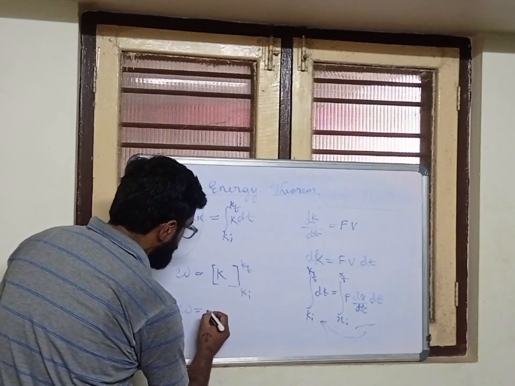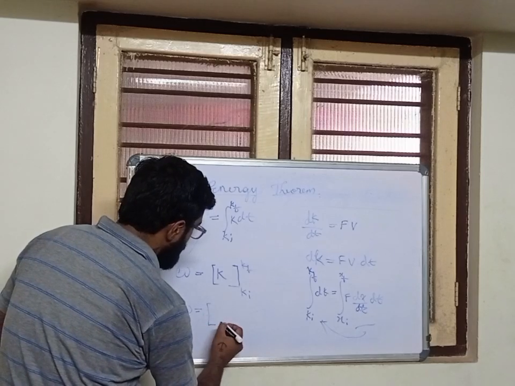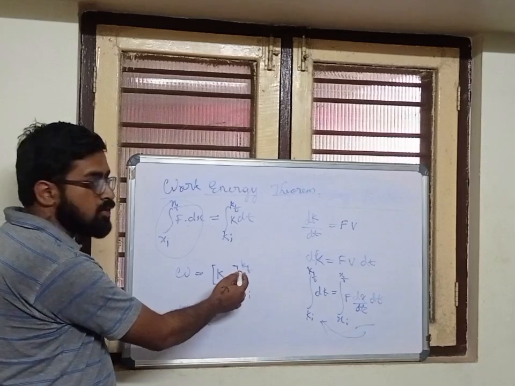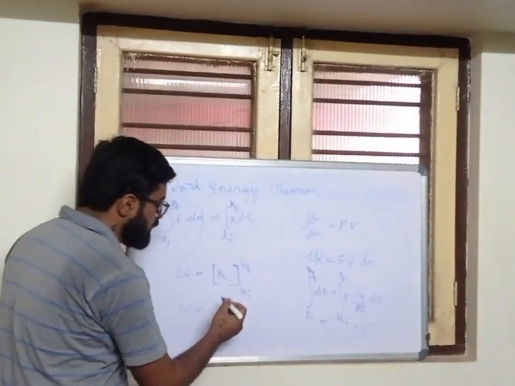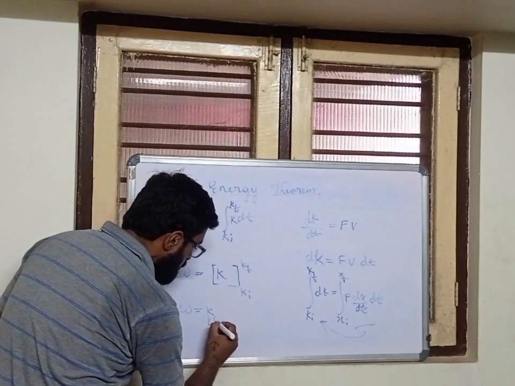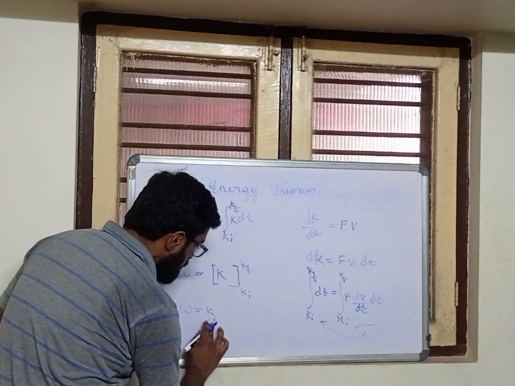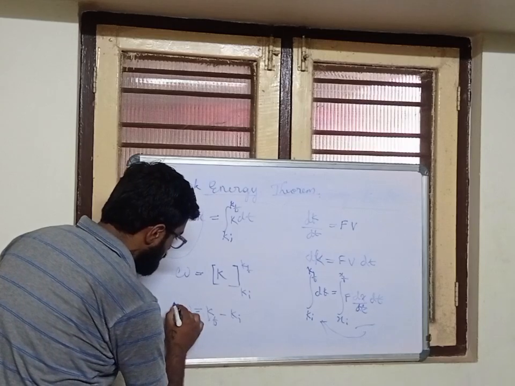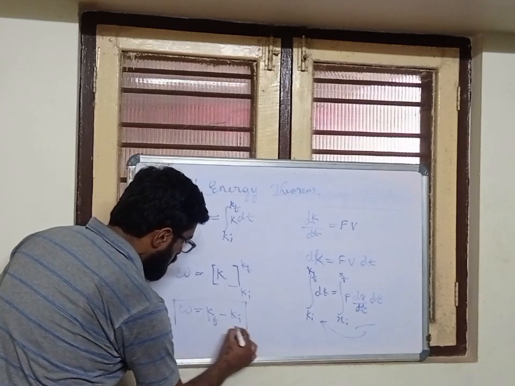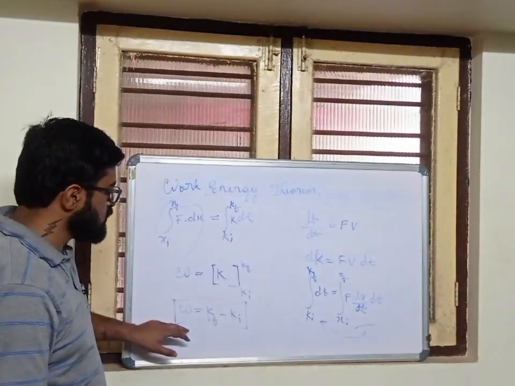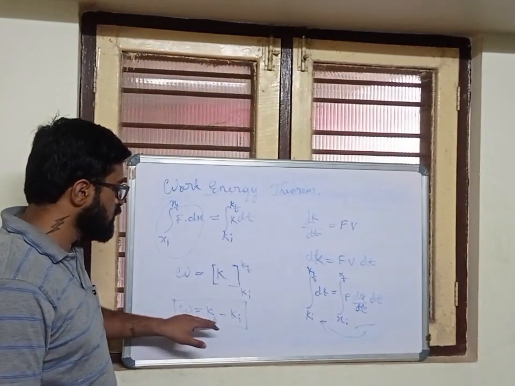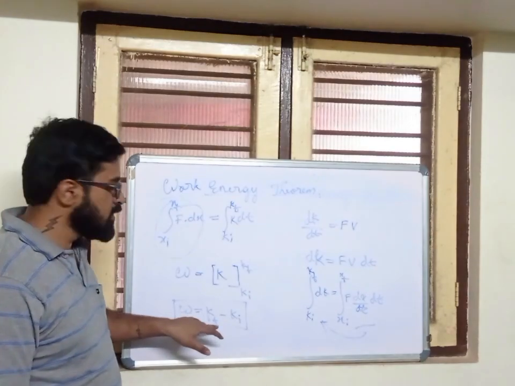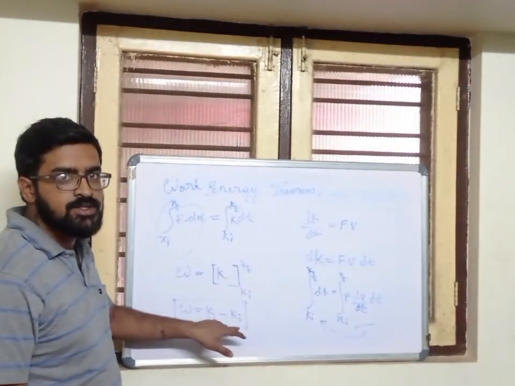Work done is equal to, how do we solve this? Upper limit minus lower limit. Kf minus Ki. So this is the work energy theorem. This equation shows total work done is equal to the final kinetic energy minus initial kinetic energy.